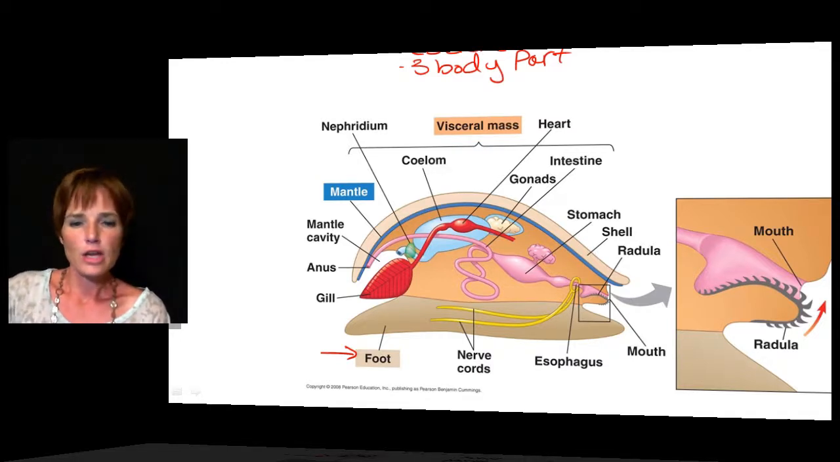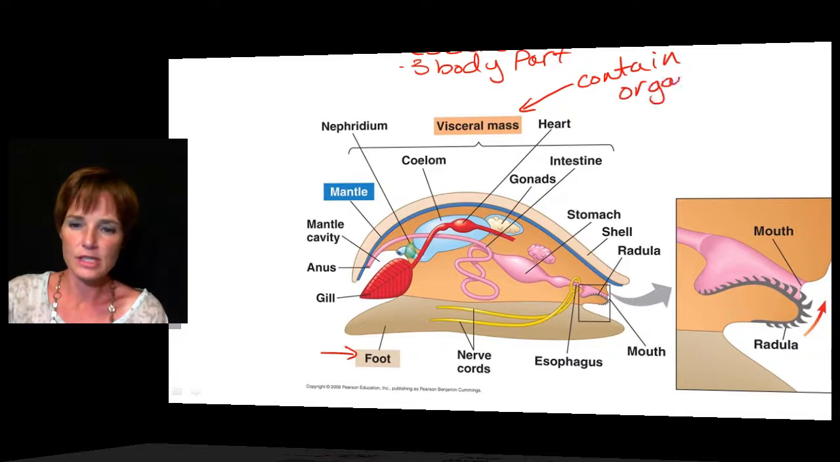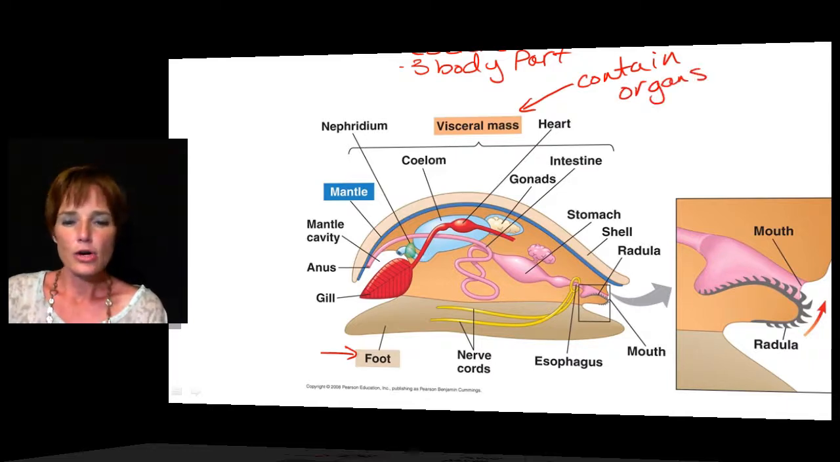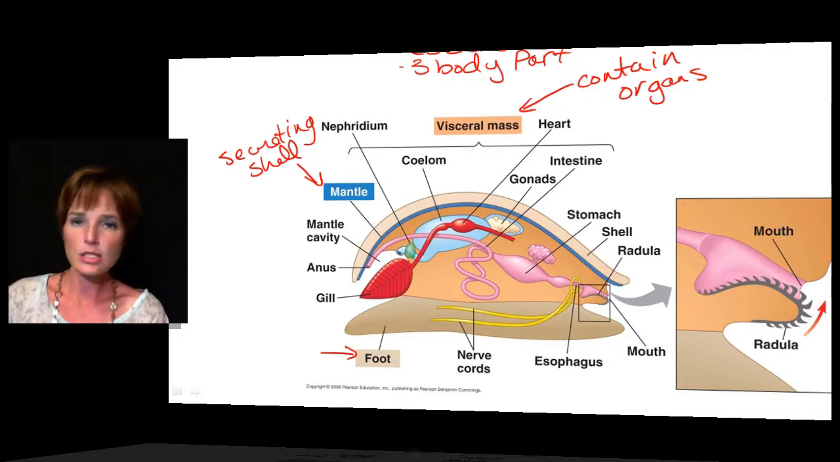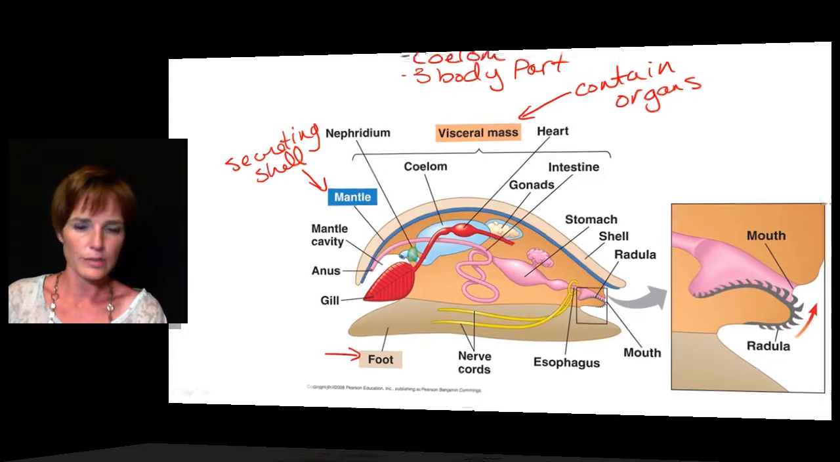They have what they call the visceral mass, and this is going to contain the organs. And you can see on this slide that they have a lot of different organs inside of them. They are going to have also a mantle. The mantle is responsible for secreting the shell. And it secretes the shell, and then that is going to cover all of the visceral mass. So that's going to cover and protect all of those vital organs underneath.